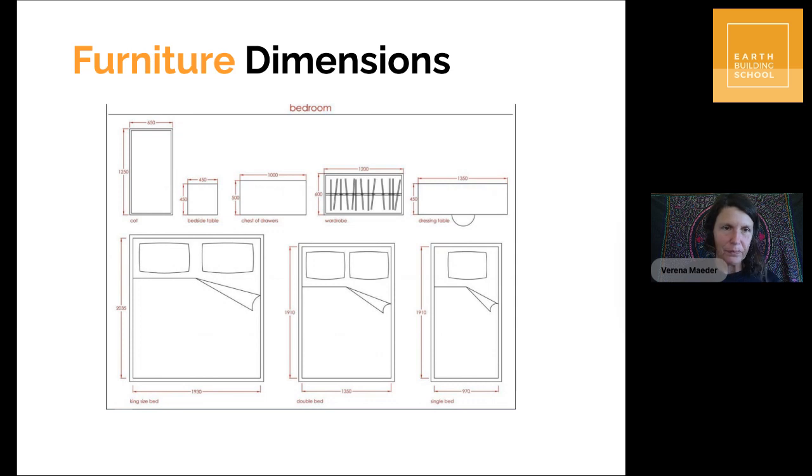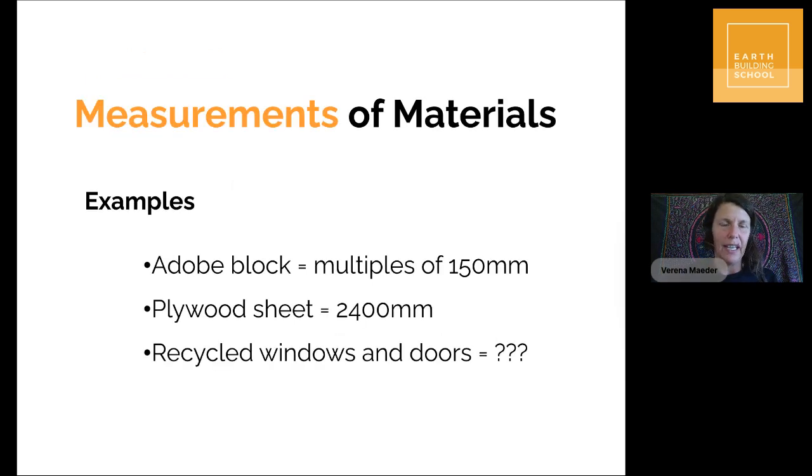And start making a list of the things you want to put into the room and the measurements, and then that gives you the measurements to work with. And I'll show, when we're in the sketching phase, how we place them and how you can use that list of furniture to play around with inside of your room. The other measurements are the measurements of materials, as I already mentioned.